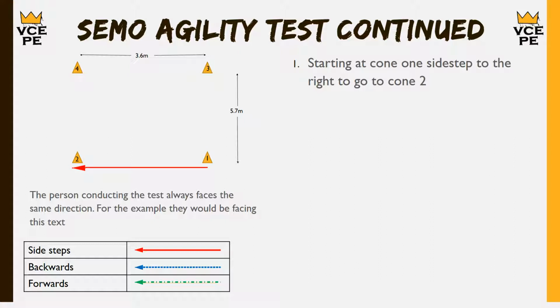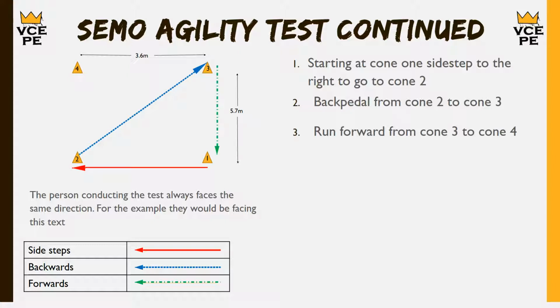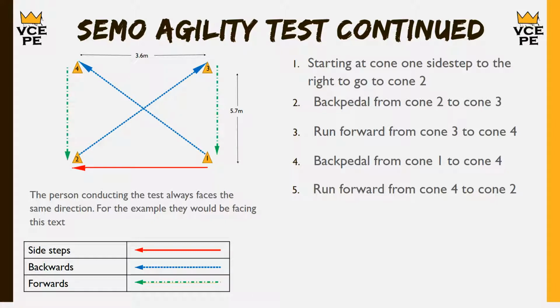So you start at cone 1, and you need to sidestep to cone 2. Now, every time you get to a cone, you don't just step over it, you need to go around it, so keep that in mind. So you've got to cone 2 from doing side steps, and the next thing you need to do is backpedaling from cone 2 to cone 3. You then run forward from cone 3 to cone 1. You then backpedal to cone 4. You then run forward to cone 2, and then to finish off, you need to sidestep again past cone 1.